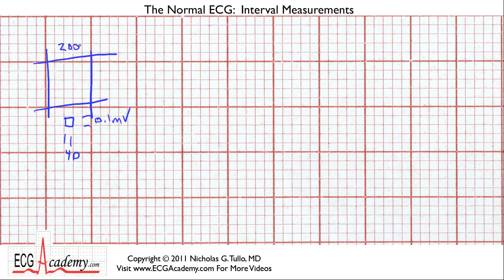For those of you who are used to seconds, there's 25 millimeters in a second, so that's 5 big boxes. That means each big box is 1/5 of a second. I frankly don't like using fractions, but some people do. Anyway, so much for the grid. Let's talk about the ECG.